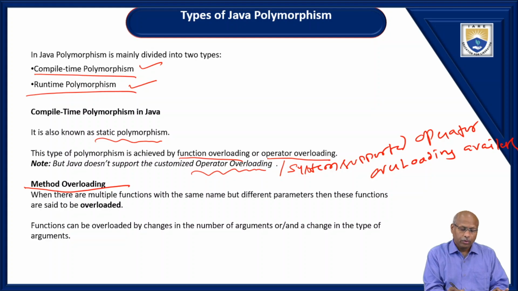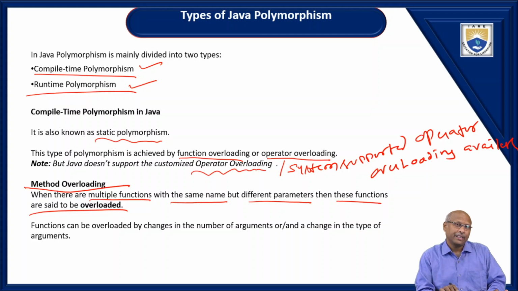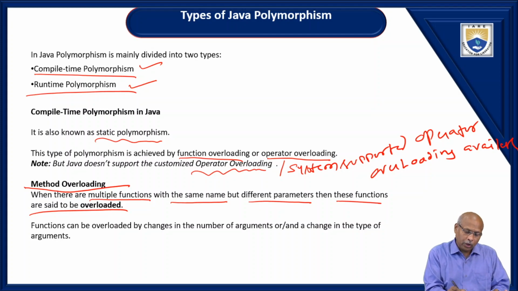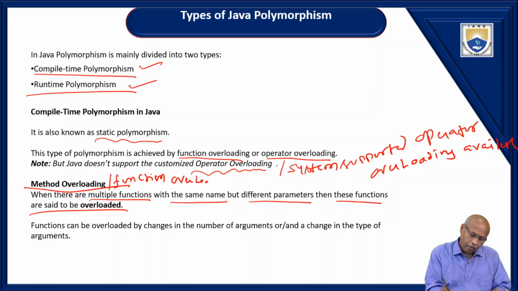Okay. Similarly, there is another concept called method overloading. When there are multiple functions with the same name but different parameters, then the functions are said to be overloaded. Function name is the same but parameters are different. That is known as function overloading. Function overloading is also known as method overloading. Both are the same.